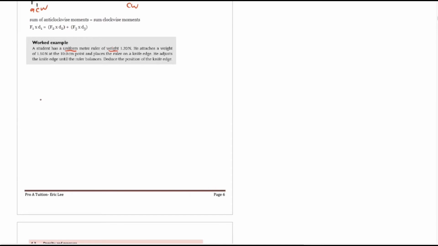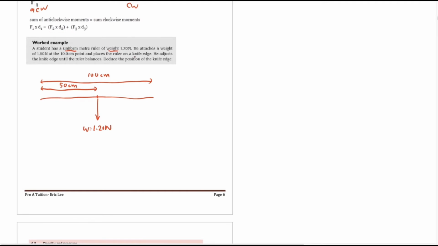So let's say you have a ruler of 1 meter, 100 cm. You should expect the weight to act in the middle because it's uniform. So the point where the weight acts is the center of gravity, which is 50 cm, 50 cm from either side. So 1.20 Newton, this is the weight.